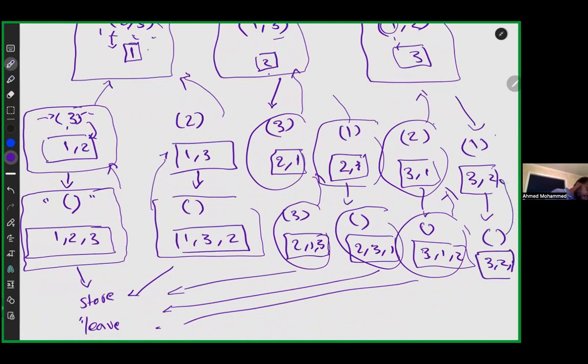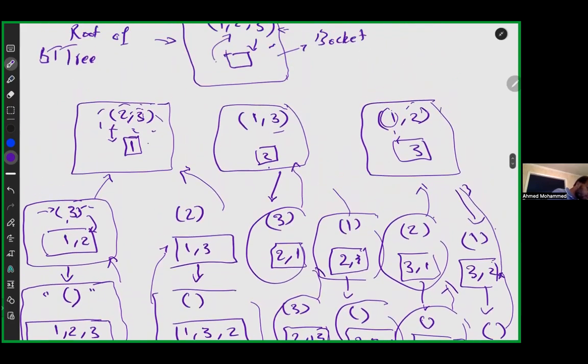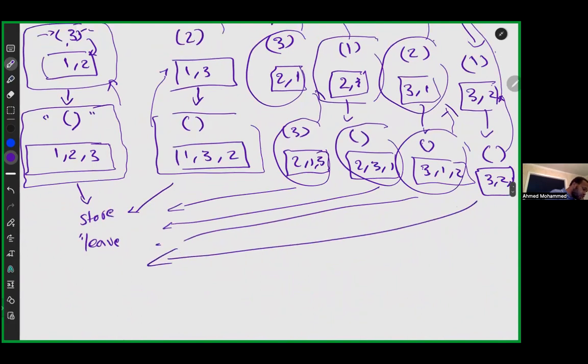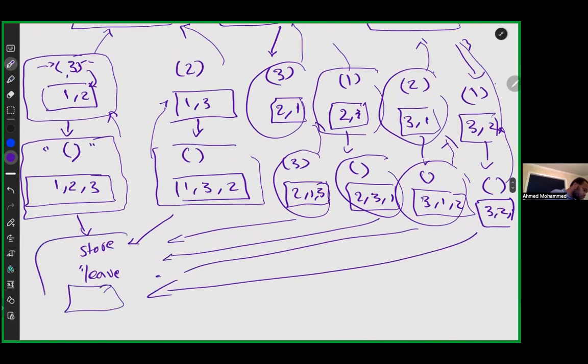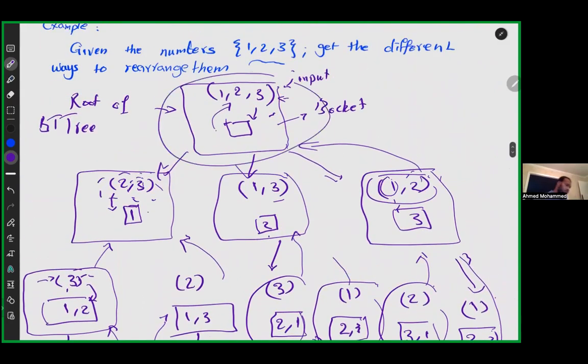When you return back, no more element to try, because we tried the 1 and 2. When you return back, also no element. Of course, you have stored this somewhere. You will return whatever you stored here from the root.